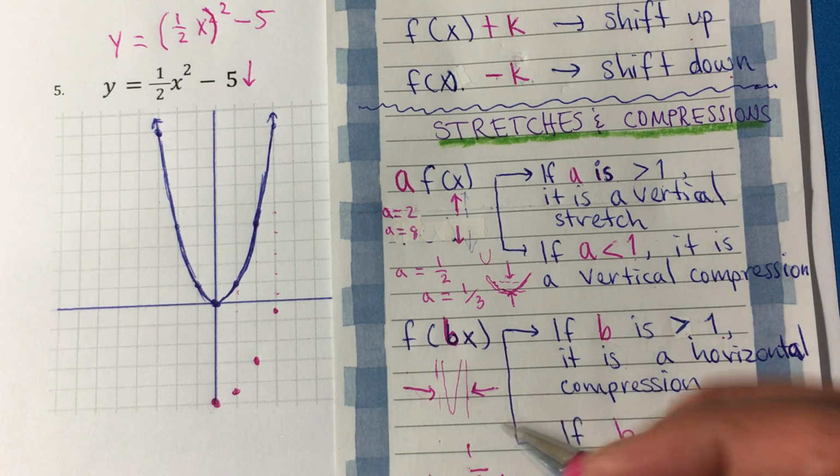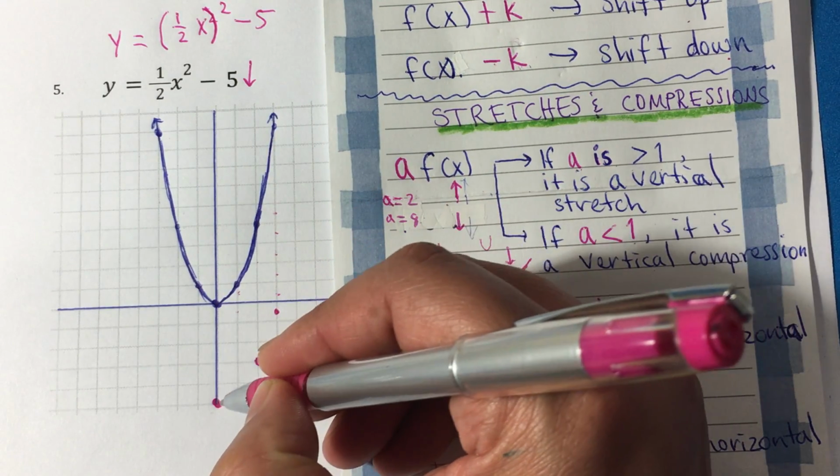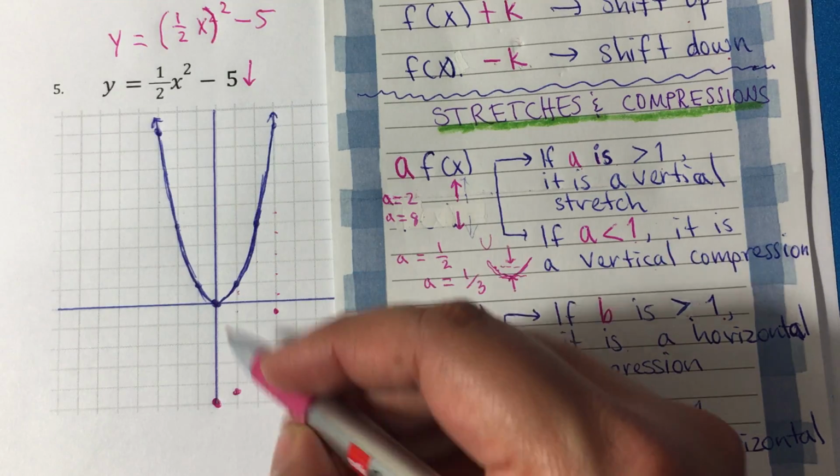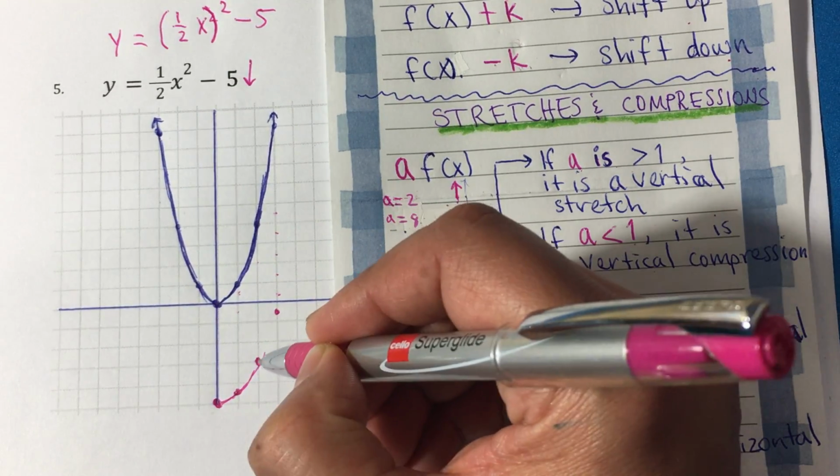So notice how already it went down, each point went down 5 spaces, but at the same time, my graph got compressed. Look at how chaparrita this is.